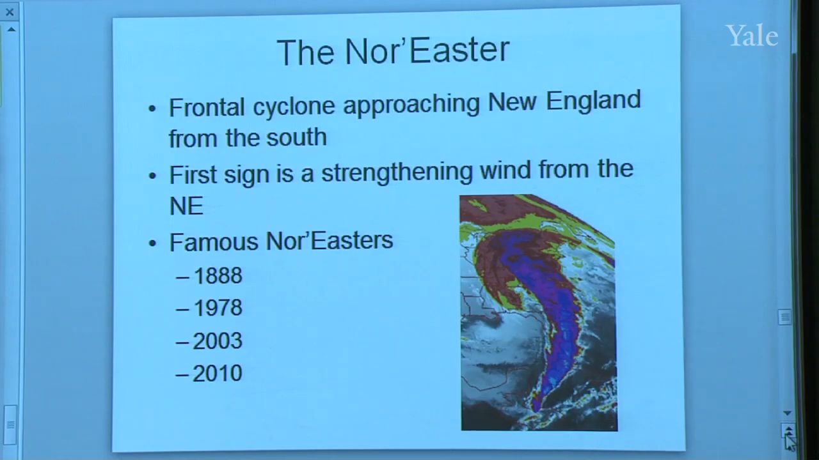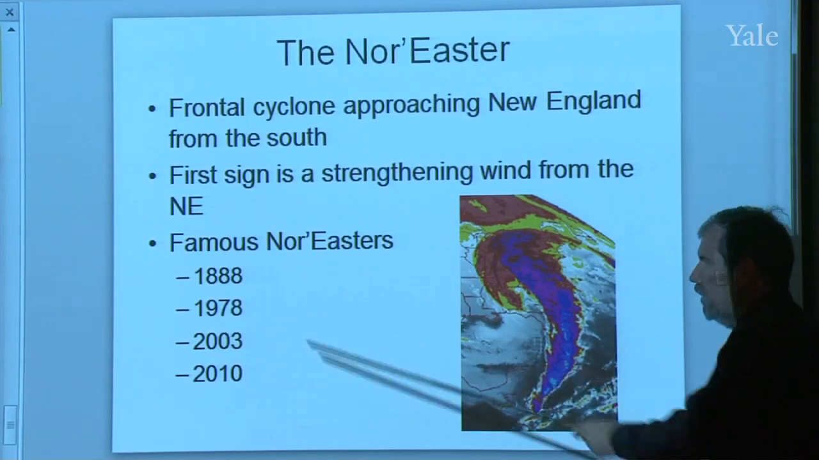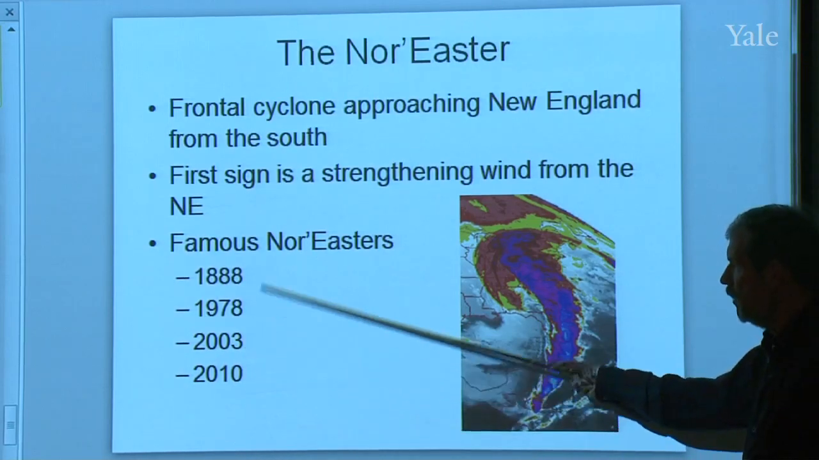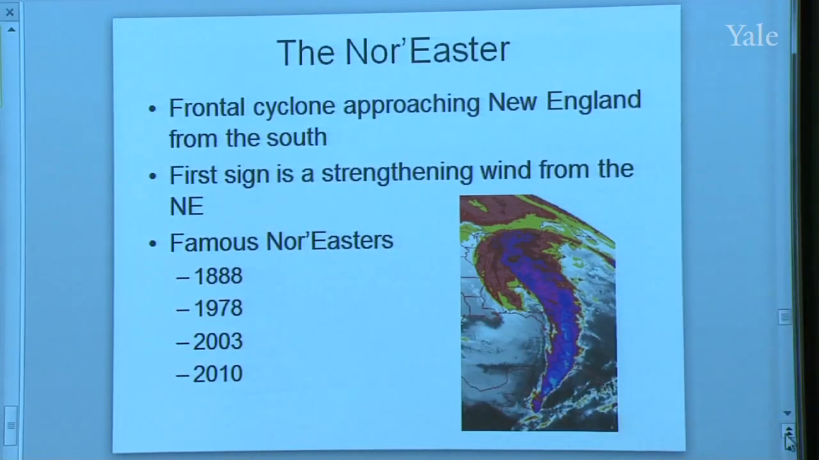So, okay, nor'easter. Frontal cyclone approaching New England from the south. First sign is a strengthening wind from the northeast. There have been a lot of famous ones. I've just listed a few. There was a big blizzard in New England in 1888, the storm of the century type thing, that you can Google and find out about. Soon after I moved to New Haven in 1978, there was a big blizzard. I remember we slept in our offices because we couldn't get home that night. There was drifting snow. And then recently there have been some other nor'easters, not quite as strong or as famous.